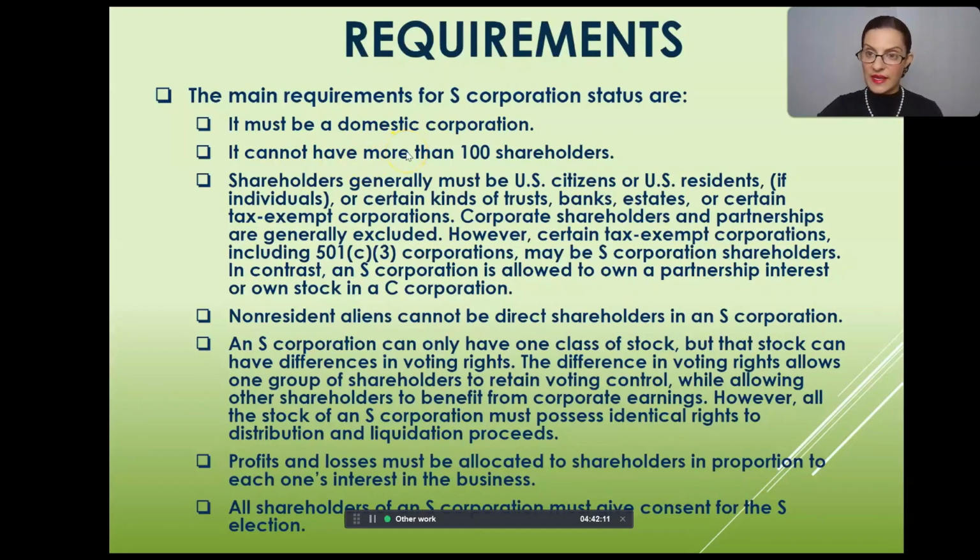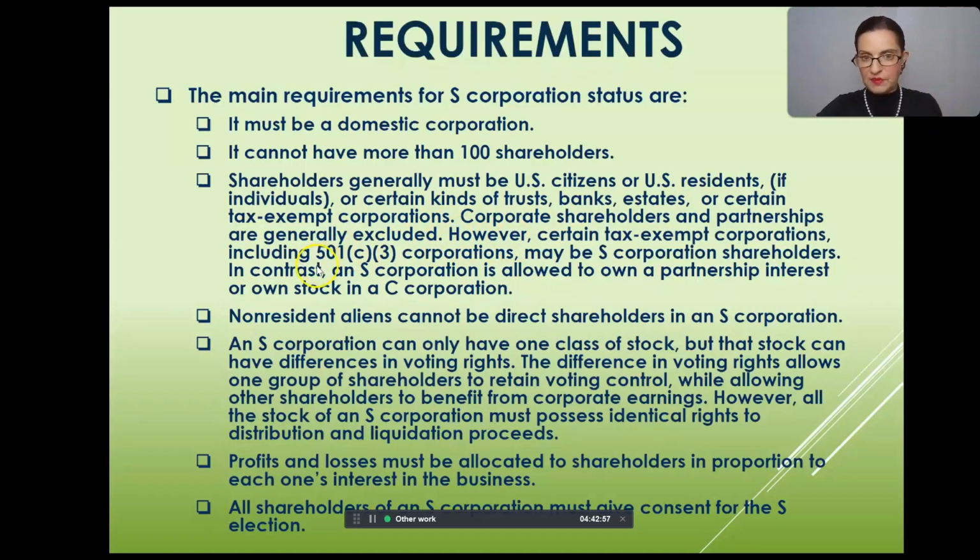it must be a U.S. corporation. No foreign corporations can be S corporations. It cannot have more than 100 shareholders. Shareholders generally must be U.S. citizens or U.S. residents if they are individuals, or certain types of trusts, banks, estates, or certain tax-exempt corporations. Corporate shareholders and partnerships are generally excluded.